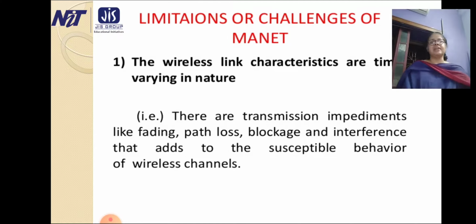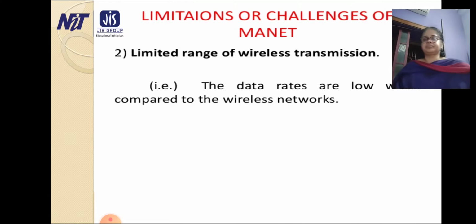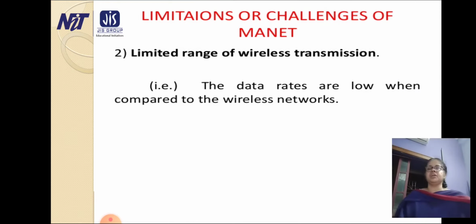Securing a wireless ad hoc network is a highly challenging issue. Understanding possible forms of attack is always the first step towards developing good security solutions. Limited range of wireless transmission. The data rates are low when compared to wired networks. Security is also an issue. Security of communication in MANET is important for secure transmission of information. Absence of any central coordination mechanism and shared wireless medium makes MANET more vulnerable to cyber attacks than wired networks. There are a number of attacks that affect MANET.